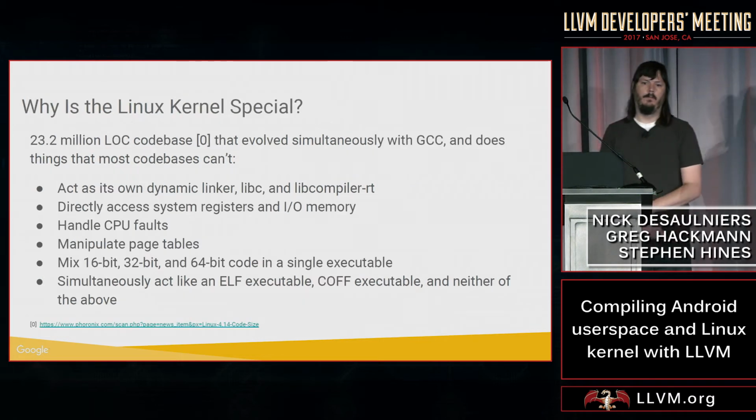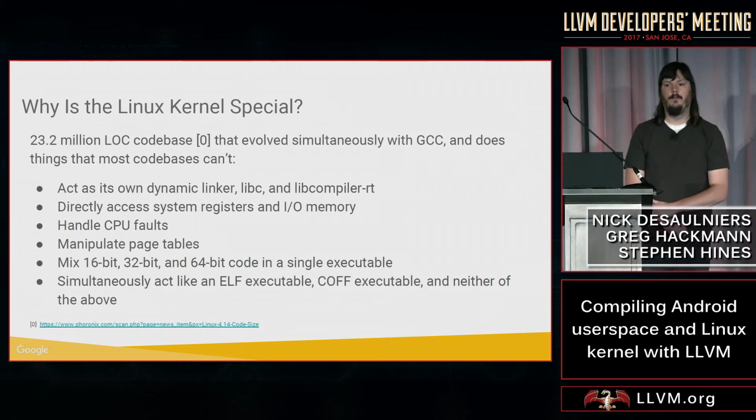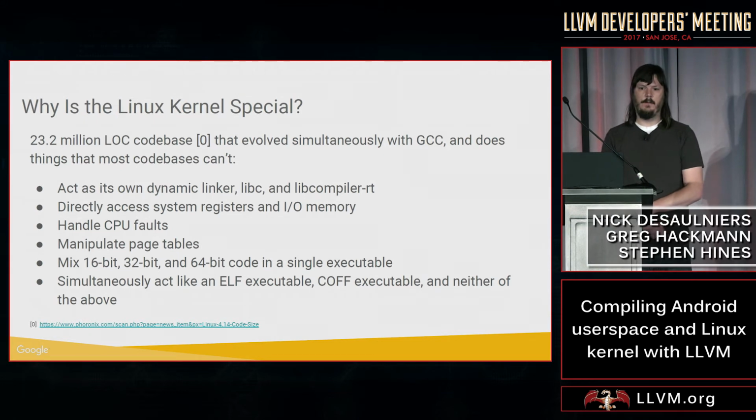So before I go into the kind of thing we need to change, I want to talk about why the Linux kernel was so much different from a lot of other code bases. It's a 23.2 million line code base. So think of it as roughly the size of all the external projects in AOSP user space.